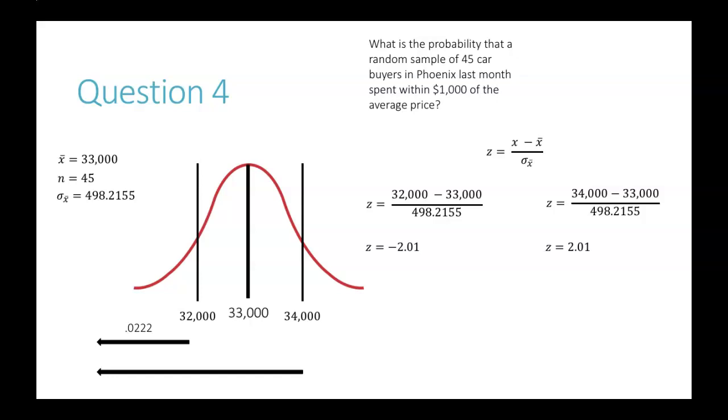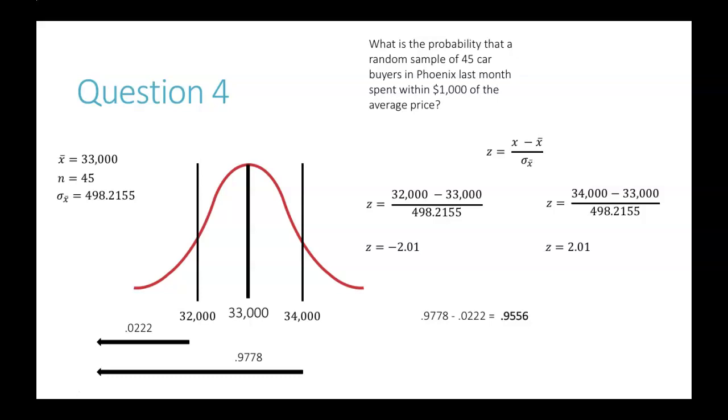So when we look up positive 2.01 as a z-score, we get an area to the left of 0.9778. So now to be able to find the area between those two z-scores, right, between 32,000 and 34,000, to find that area, we subtract the two that we found. We take 0.9778 and we subtract 0.0222, and we end up with 0.9556.